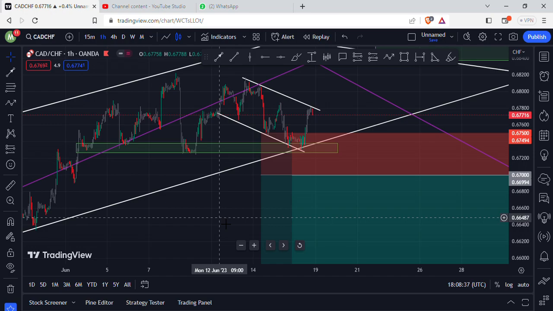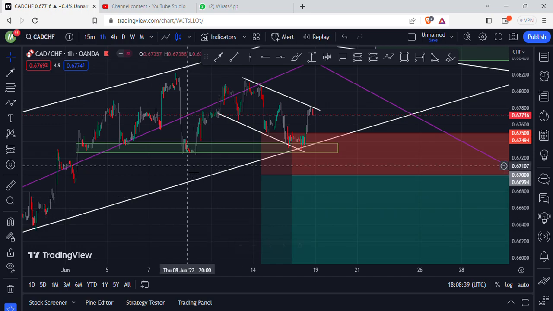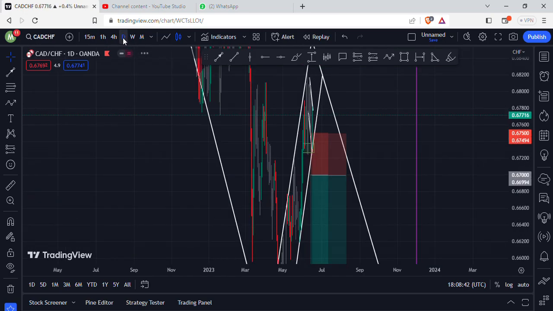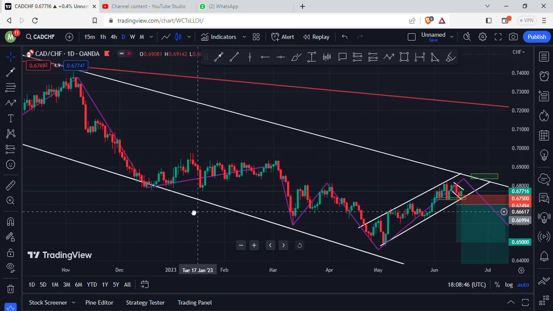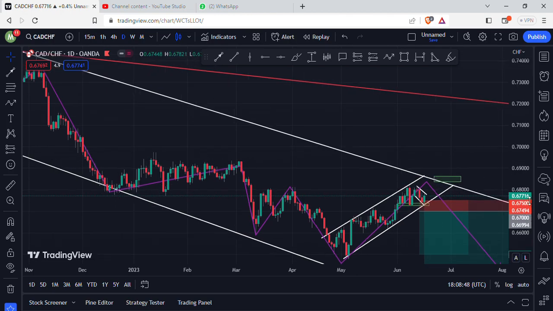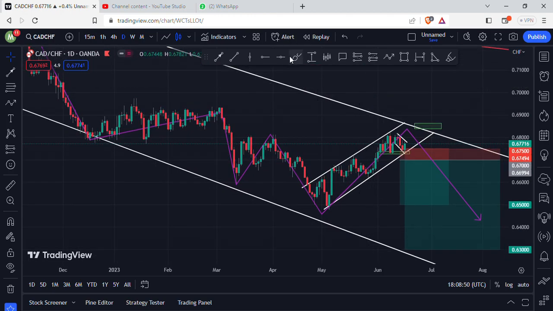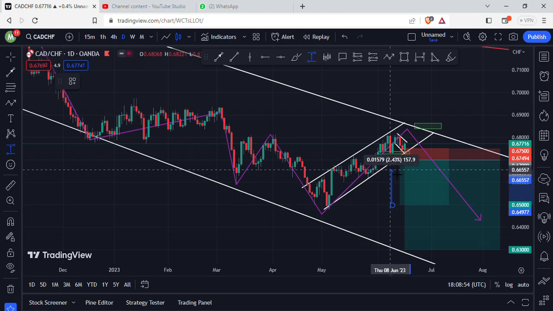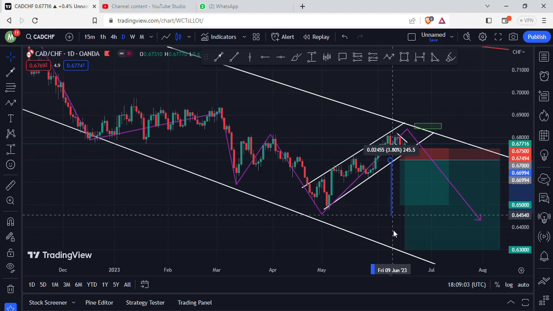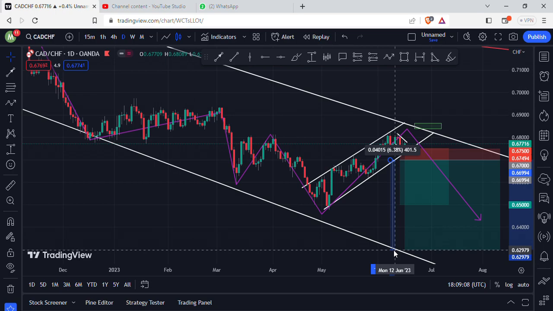Okay, thank you so much. We will review this again next weekend and see how the trade went. Now let's just look at the pips. How many pips are we expecting for the short-term trade? We're looking at 200 pips. For the long-term one, we're looking at 400 pips.